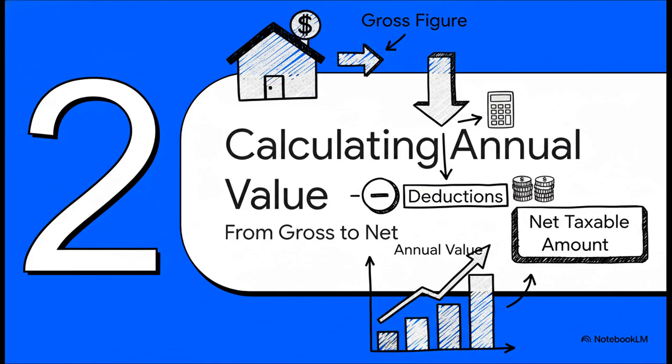Okay, so we know the tax is based on this concept of annual value. But how on earth do we calculate it? It's not just a number you pull out of thin air. Let's break down the process of how we get from a gross value all the way down to the net taxable amount, which is all laid out for us in Section 21.